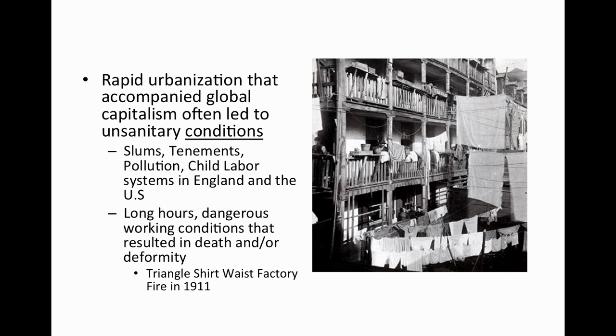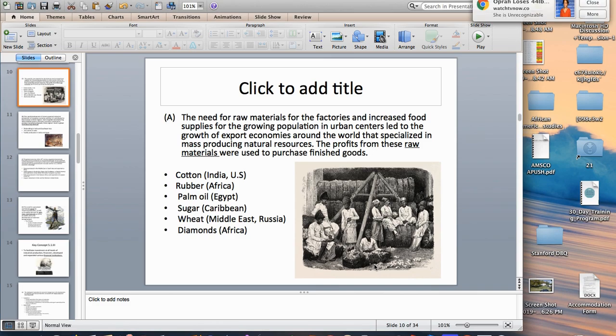I always remember the Triangle Shirtwaist Factory fire. We studied that freshman year, if you recall, right? The terrible fire in 1911 that was really symbolic of the terrible working conditions in the United States at the time. All right, that's it, guys.